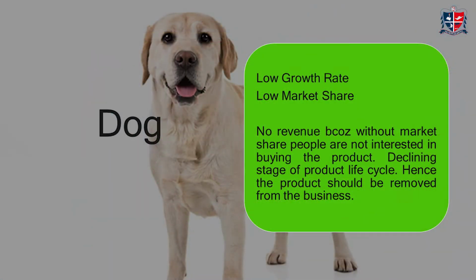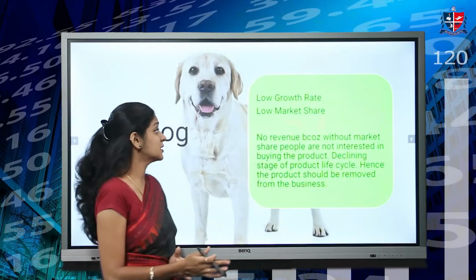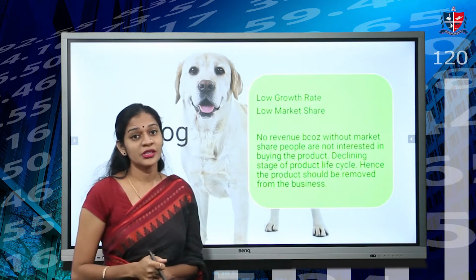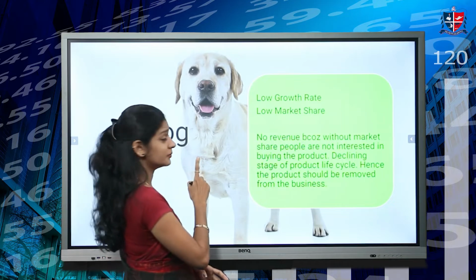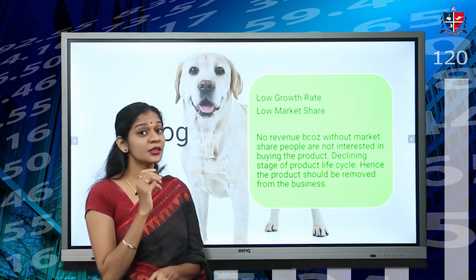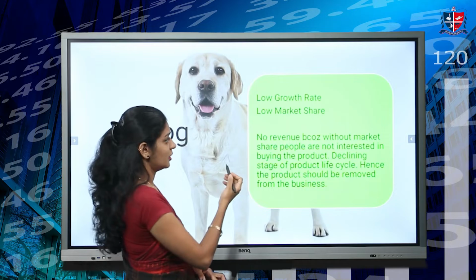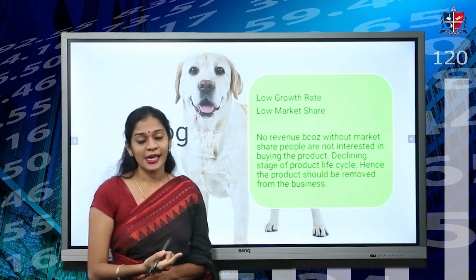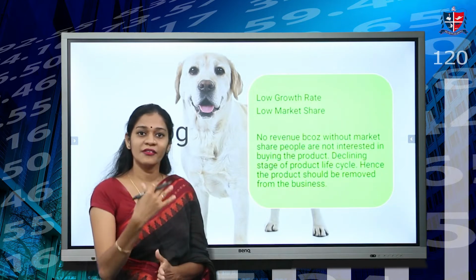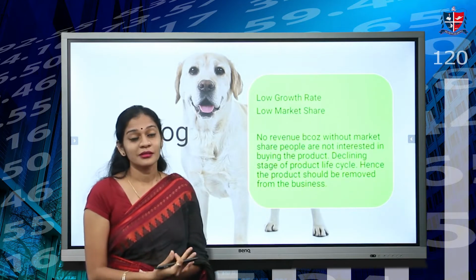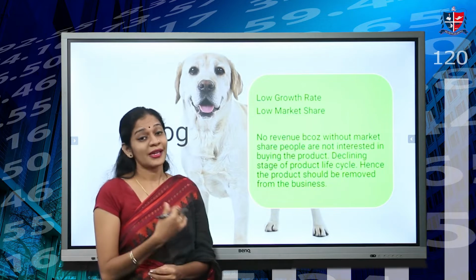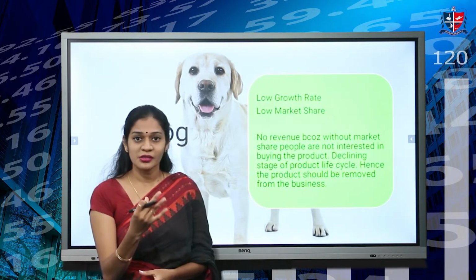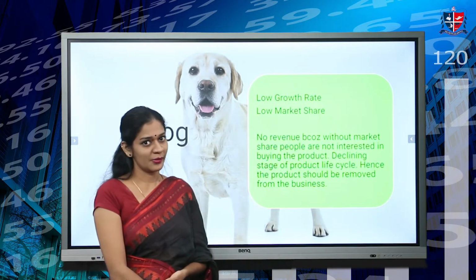Okay, now let's consider this dog category. Dog category means, like we have already mentioned, like cash cow, wherein the growth rate is very low. But in the dog category, both the factors, that is the growth rate as well as the market share, are very low. What does that mean? When growth rate is low or the market share is low, it means the people are not interested in buying that product.